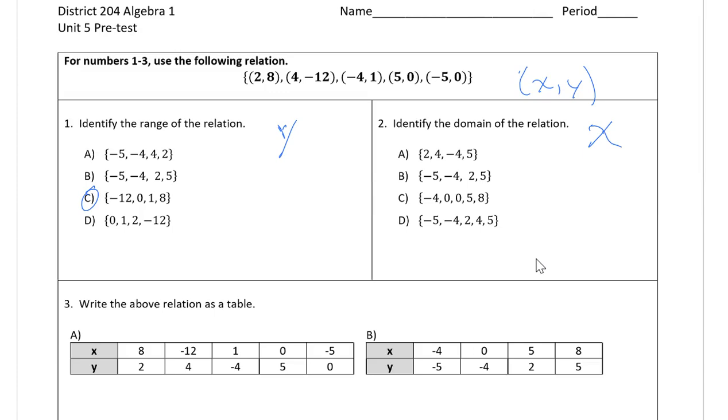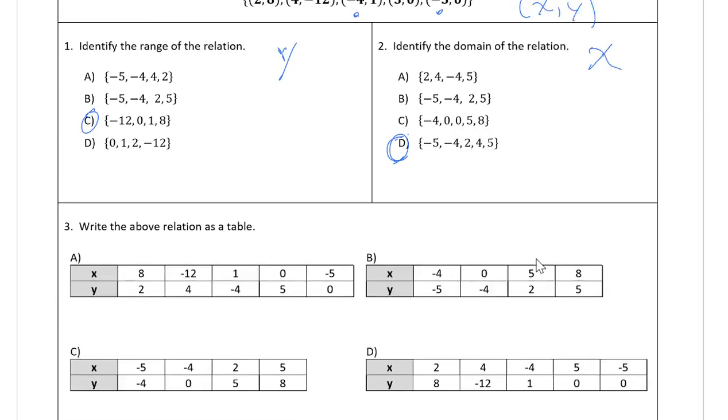Looking at number 2, for my x's, I have 2, 4, negative 4, 5, and negative 5. So if we go in that increasing order, I'd be at negative 5, negative 4. So I got negative 5, negative 4. So looks like I've narrowed it down to a couple of these at least. I'm on B or D, and then I'd have 2, 4, 5. So negative 5, negative 4, 2, 4, 5. So we're looking at choice D.